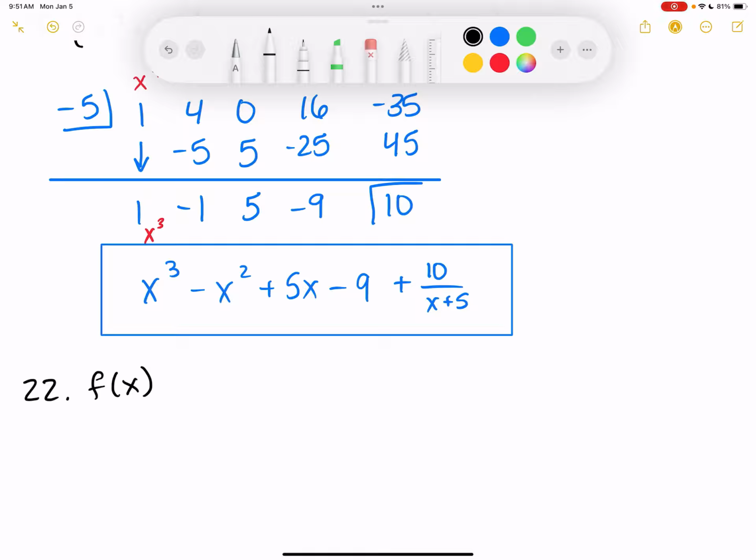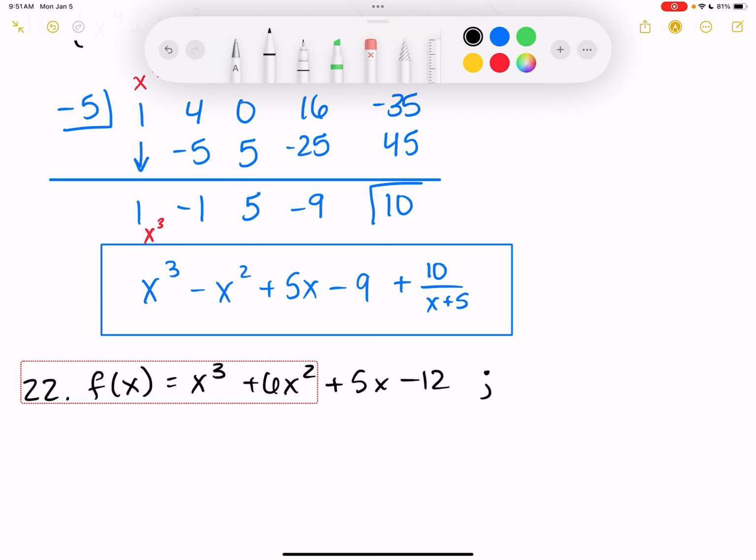So we have f of x is equal to x cubed plus 6x squared plus 5x minus 12. And then the factor they give us is x plus 4.